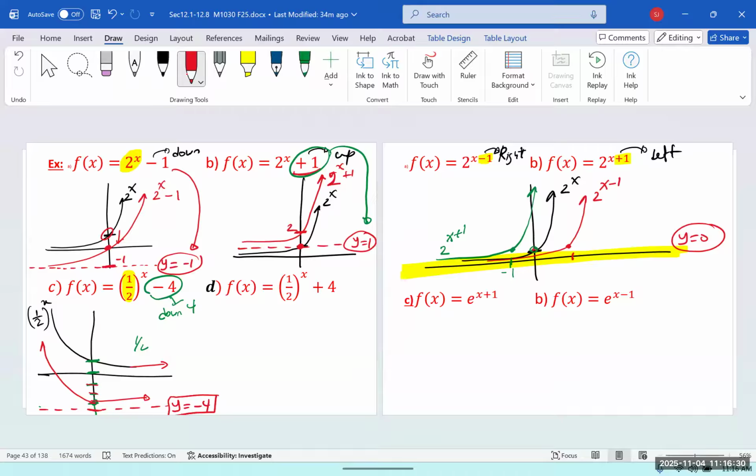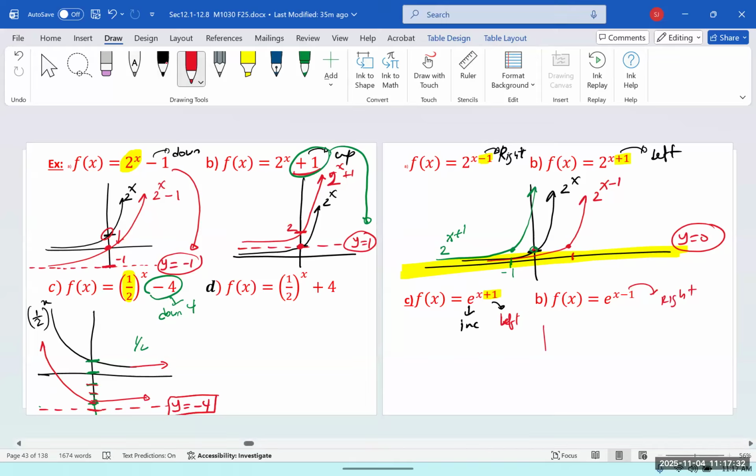Now the next one has base e. What is e? 2 point something, right? So are you going to have an increasing or decreasing graph? It's more than 1, so increasing. Any base more than 1 will give an increasing graph. You don't have to memorize that e is 2.7, you just have to know it's more than 1. Okay, that plus 1, is it left-right shifting or up-down shifting? It's with the x, so you're going to have a left shift. That means the next one will be a right shift.